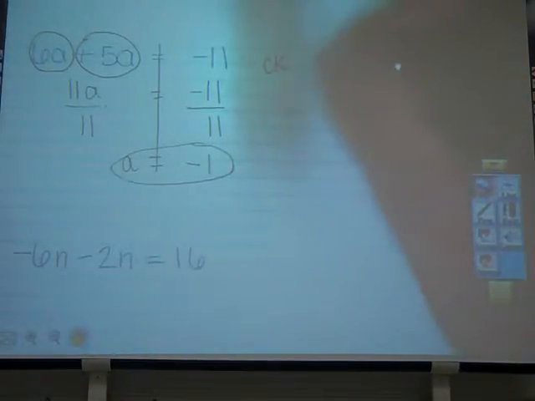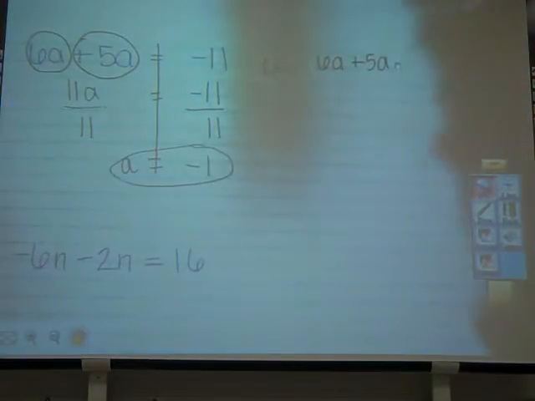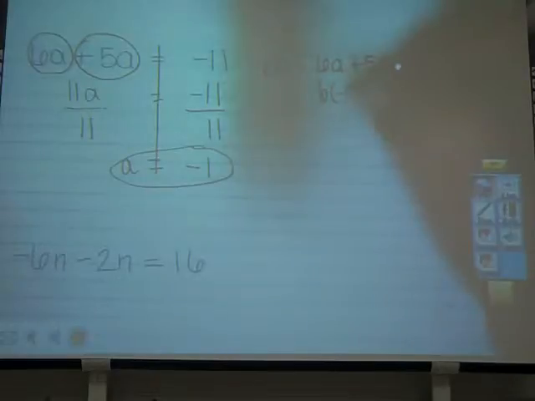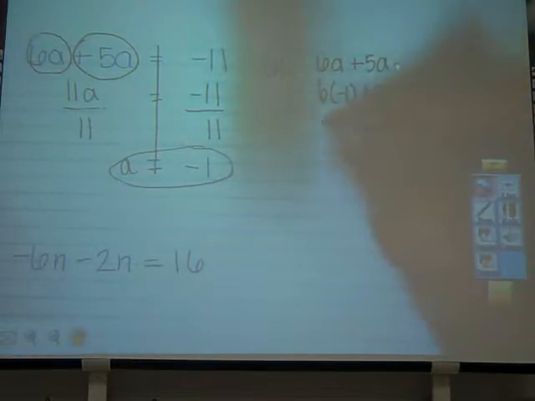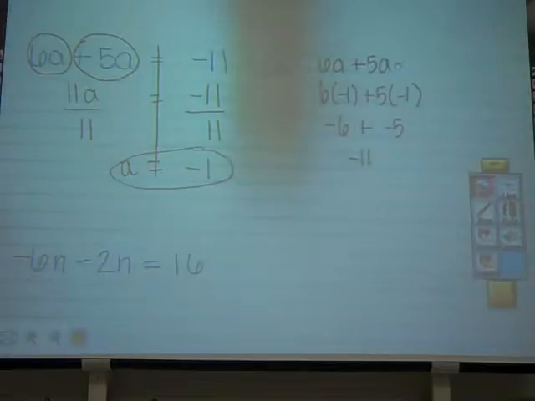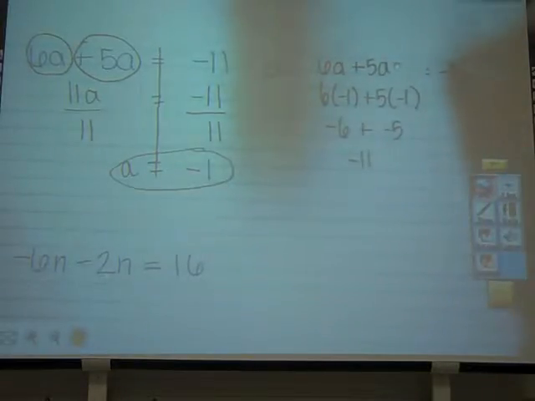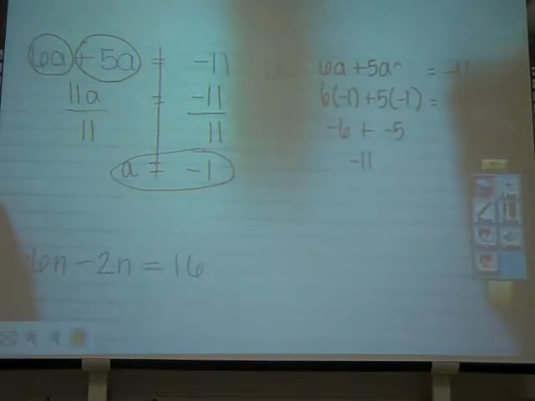Okay, for the check, rewrite 6a plus 5a, that's on the left. Replace all your a's with negative 1. So you have negative 6 plus negative 5, which is negative 11. Now, over on the other side, you have negative 11, which means that the equation checks out.